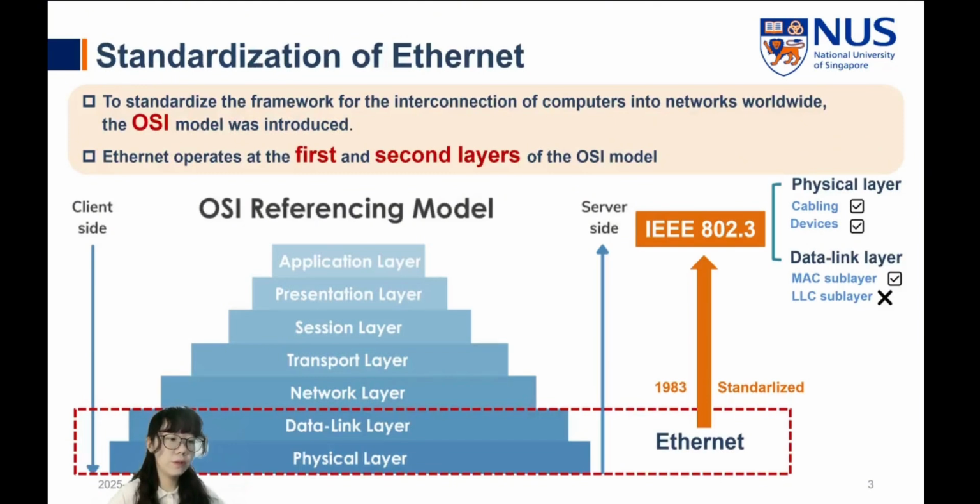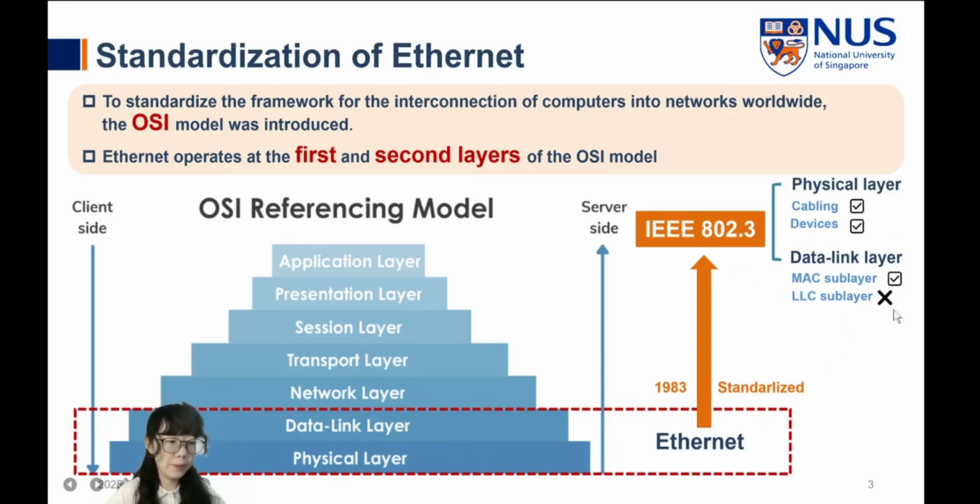To make sure different devices can work together in a network, we need a standard. Ethernet is defined by the IEEE 802.3 standard, which was introduced in 1983. In the OSI model, Ethernet operates mainly at Layer 1, the physical layer, and Layer 2, the data link layer.